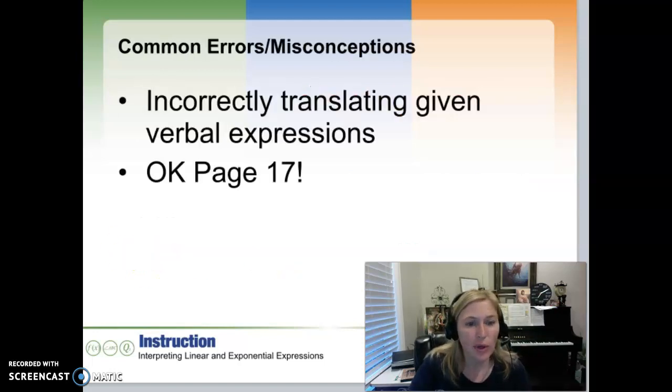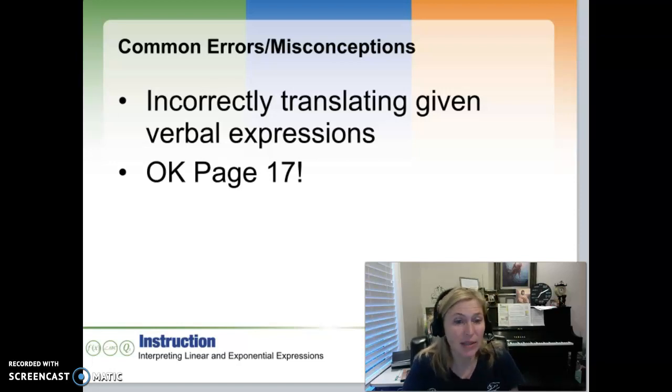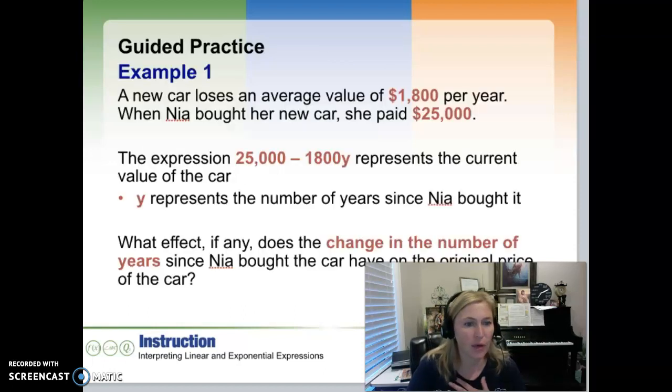Okay, so on to page 17. One of the common mistakes I want you guys to remember is that sometimes our expressions get translated incorrectly, and it's a common mistake. It's easy to make, especially if you see something incorrect. A lot of times it looks correct if you see it written. So I found one of the secrets is to go back and just do the assignment all on your own.